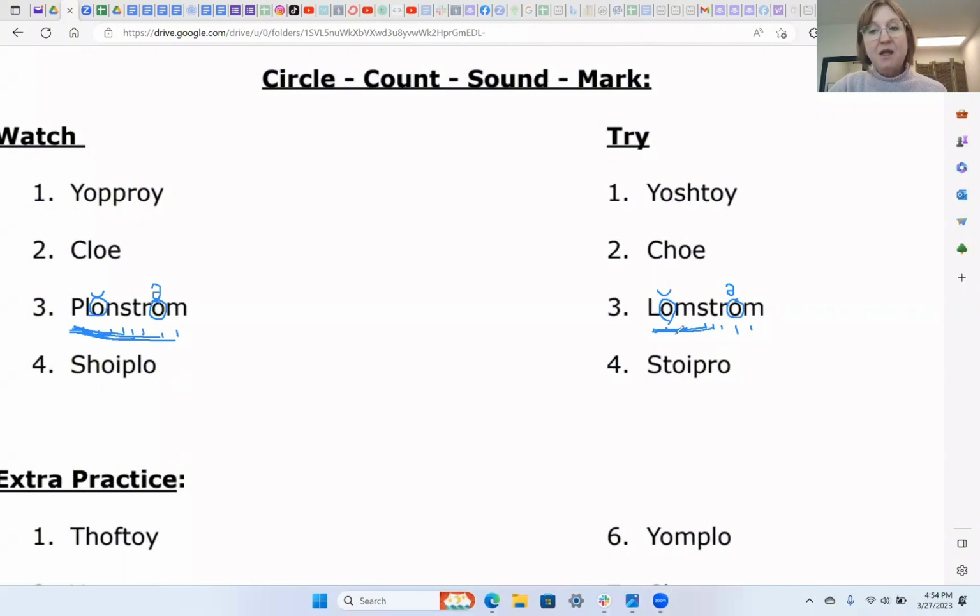Lumps, lomster, lomstra, lomstrum, lomstrum. Now, these aren't easy. This is a really hard lesson. So please put in the chat one word. Let me know how you're doing so far.